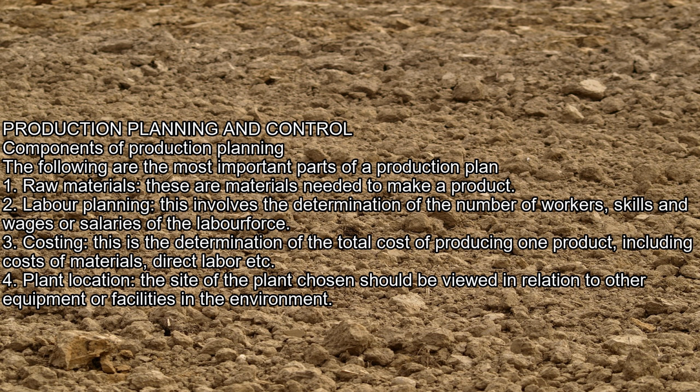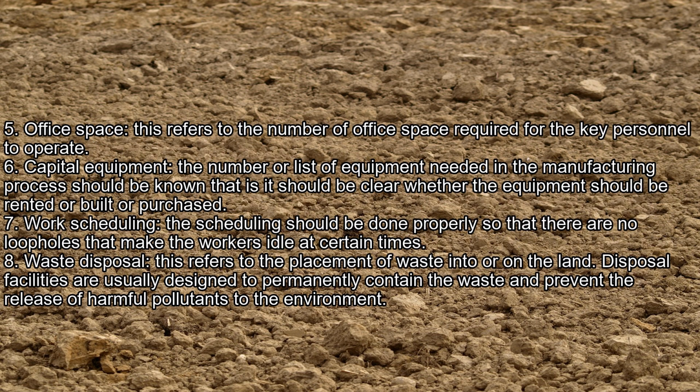The site of the plant chosen should be viewed in relation to other equipment or facilities in the environment. 5. Office space. This refers to the amount of office space required for the key personnel to operate. 6. Capital equipment. The number or list of equipment needed in the manufacturing process should be known, that is, it should be clear whether the equipment should be rented or built or purchased.